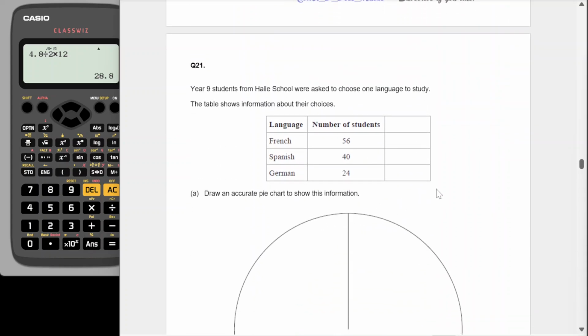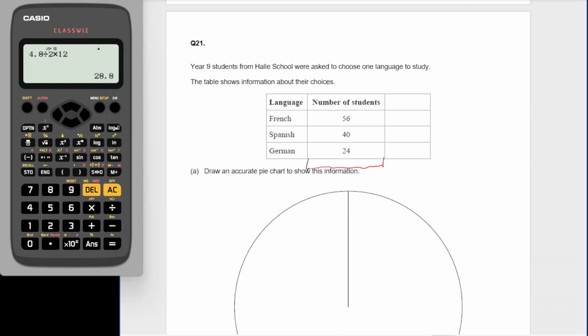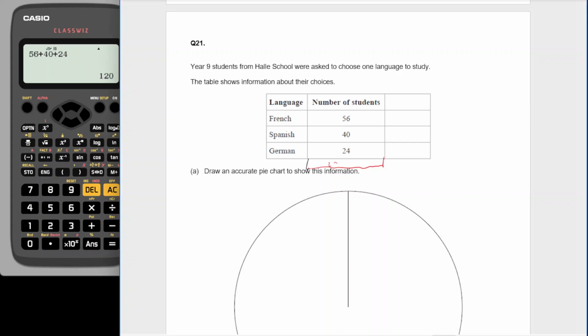Right, question 21. Year 9 students from Halley School were asked to choose one language to study. The table shows the information about their choices. Draw an accurate pie chart of this information. The first thing I'm going to do is work out how many Year 9 students there were at this school. So 56 plus 40 plus 24 gives me a total of 120.